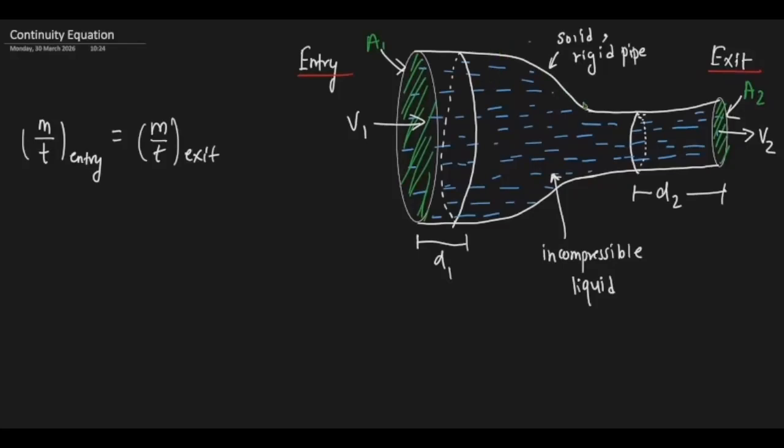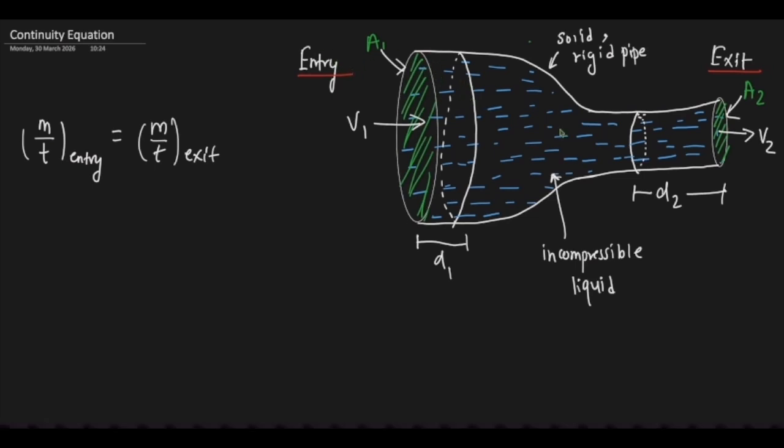Let us assume this pipe is solid and rigid, and the fluid inside this pipe is incompressible fluid, which means the density is the same whether it's in this section or in this section. It is the entry side and it is the exit side, and the cross-sectional area in the entry side is A1 and cross-sectional area in the exit side is A2.